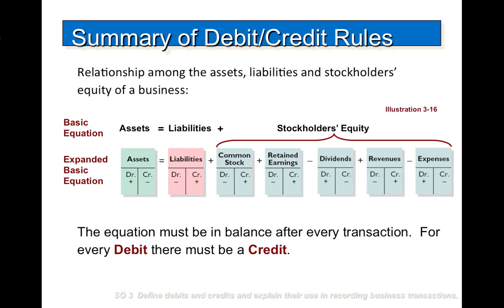The relationship among the assets, liabilities, and stockholders' equity can be described below. You have your assets, debits and credits, increase on the debit side. Liabilities, debits, credits, increase on the credit side. Again, if you remember from the accounting equation, those on the right are going to increase on the credit side. The reason dividends and expenses are opposite is because they take away from stockholders' equity. The equation must be in balance after every transaction. For every debit, there must be at least one credit.